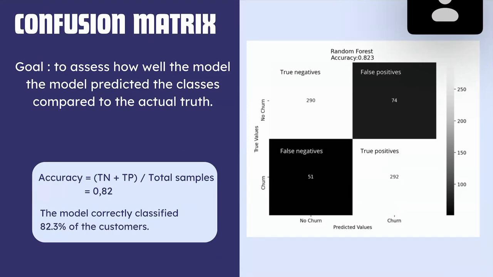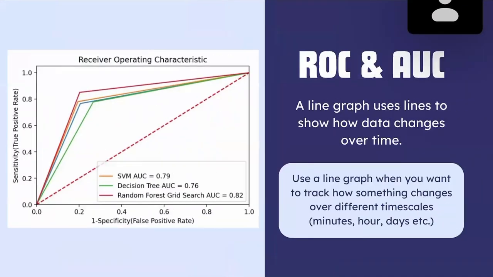So then for the ROC curve, which is the receiver operating characteristic, and its corresponding AUC, which is the area under the curve, they both provide further insight into the model's discriminative power. The ROC curve plots the true positive rate against the false positive rate, and a curve closer to the top left corner indicates better performance. The random forest grid search achieved an AUC of 0.82, which was the highest among the models tested.